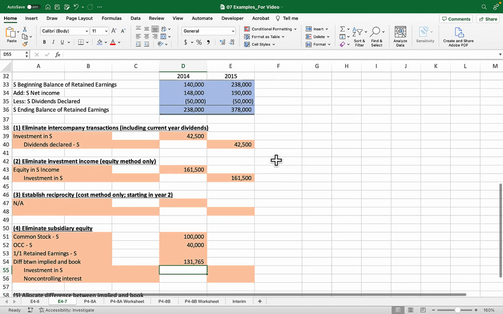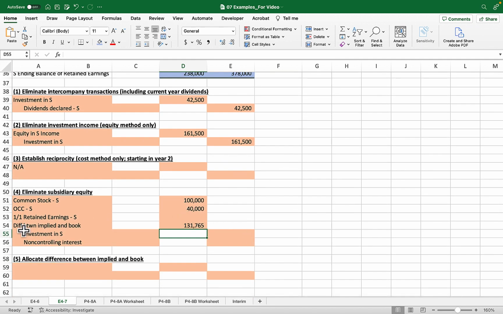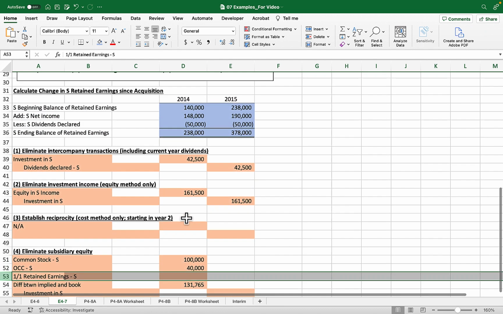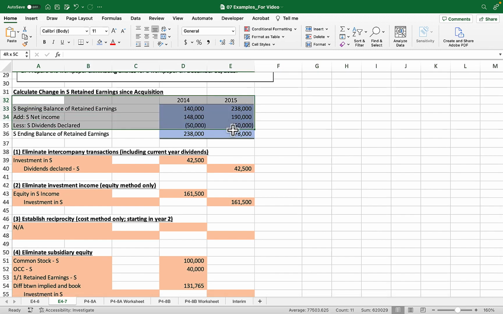So we can count on that one. Now, 1/1 retained earnings, again, I said, we know is going to change. And last example, we got lucky because 1/1 was the date of acquisition. And so it matched our computation and allocation of differences schedule. But here's where our roll forward comes in handy.